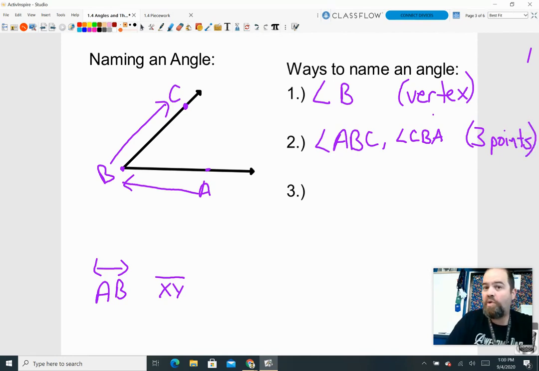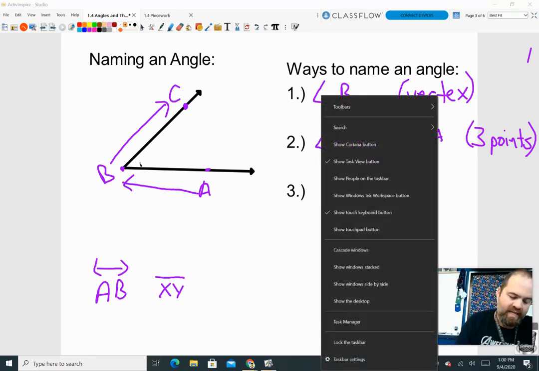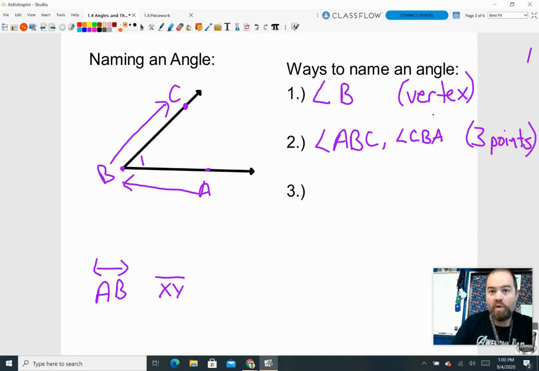And then again, depending on the picture that you're given or what you're asked to do, sometimes there will be a number sitting inside the figure that might be okay to use as a name too. And I could call this angle 1. And you'll see all of these throughout the course. Some of them are better than others. The three points is probably the best one to use, but there will be occasions where you see the other ones. I just want you to be aware of those.